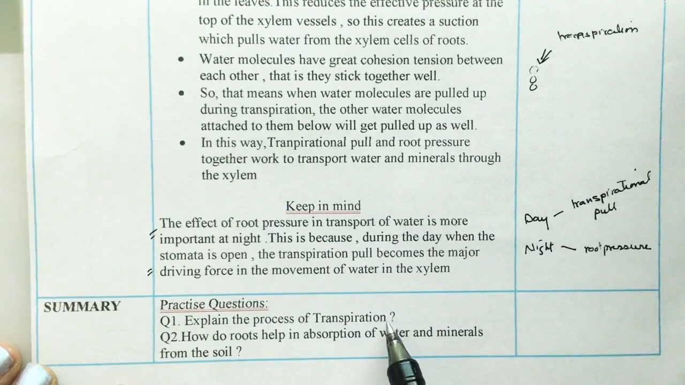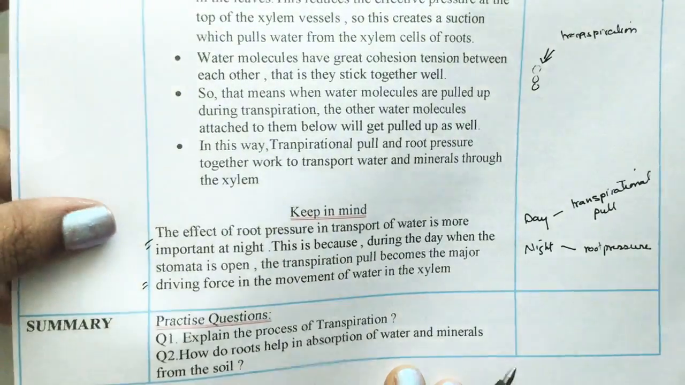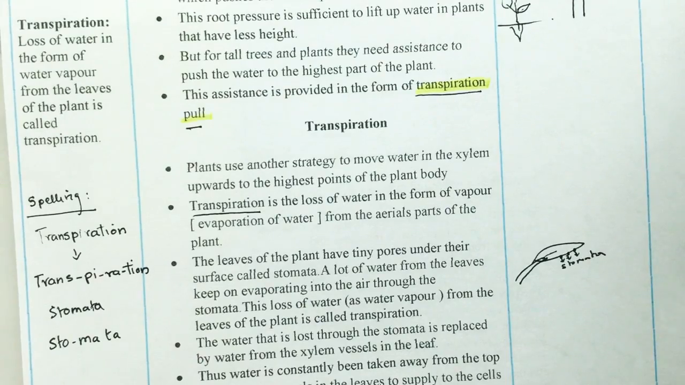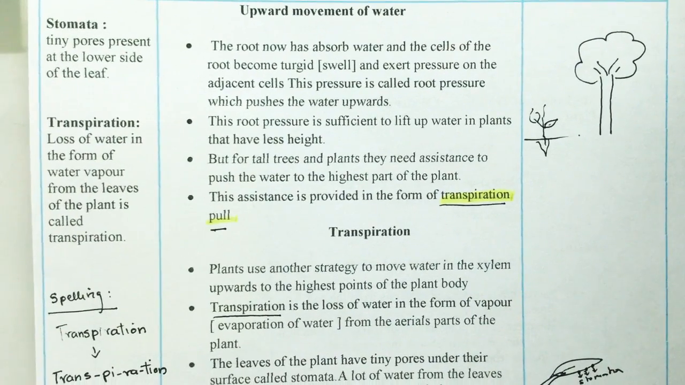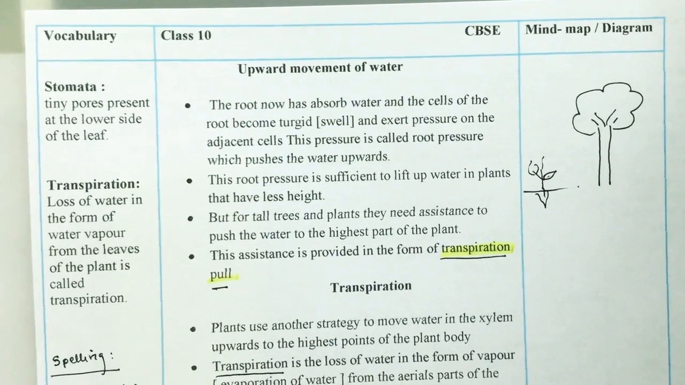Now, coming to the summary section of our concept. Explain the process of transpiration. How do roots help in absorption of water, minerals from the soil? Okay. So, these questions are sufficient, or you can make smaller questions like what do you mean by stomata, okay, and what is the process of transpiration. Explain what do you mean by cohesion tension that exists between water molecules. All these can be made into smaller questions which can be practiced. Okay. Please do answer these questions.